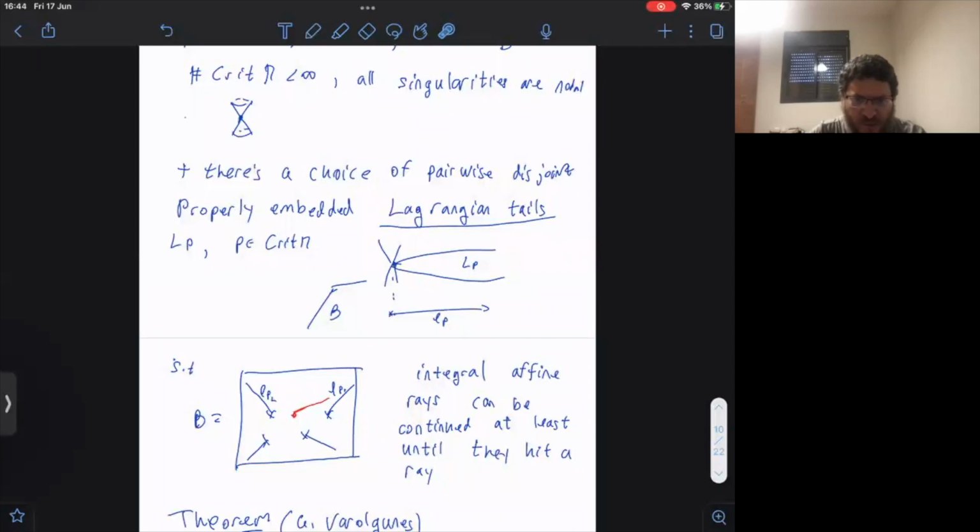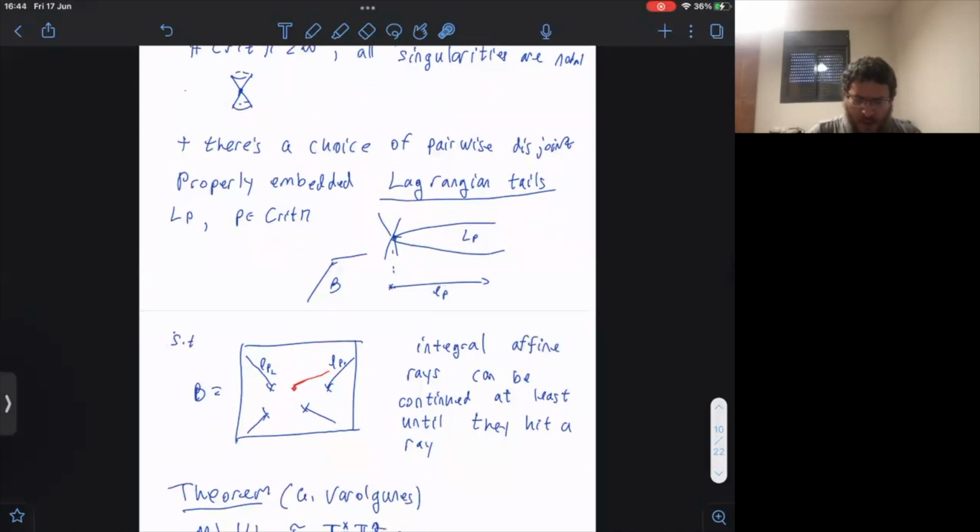So I see there's a question. Yes, Shira is asking if I assume that LP doesn't limit to any other critical point other than P. Yeah, that I'm assuming. So anyhow, we have this.